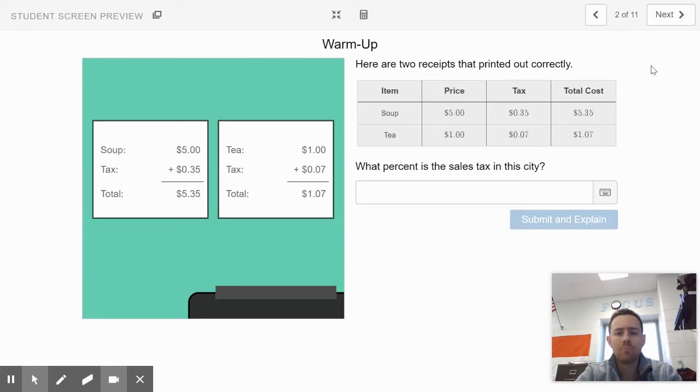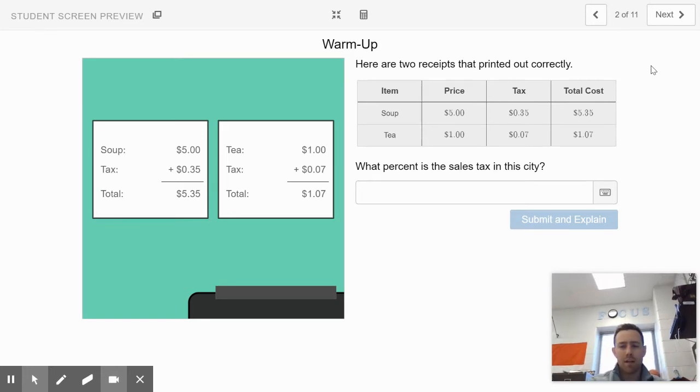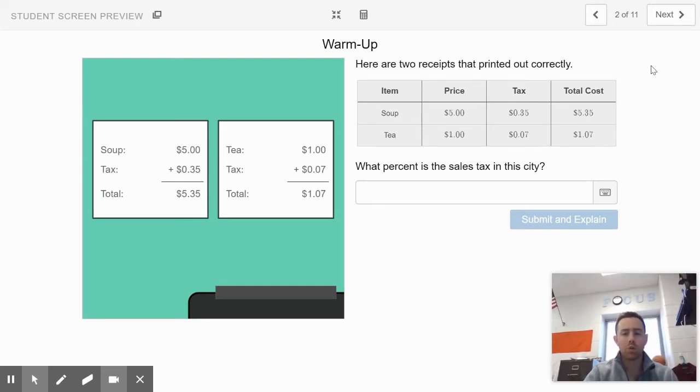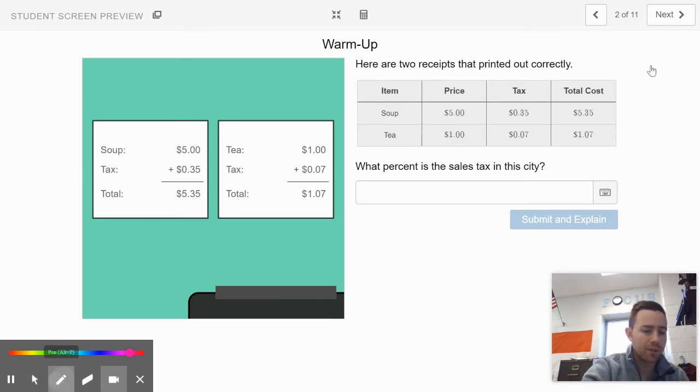On slide 2, you learn there's only 2 receipts that printed out correctly, the soup receipt and the tea receipt. Unfortunately, there's this thing called sales tax. And with sales tax, that means that a price gets added to what you originally pay. It's ultimately a good thing because it helps us pay for things like roads and schools and things like that. But it's kind of annoying.